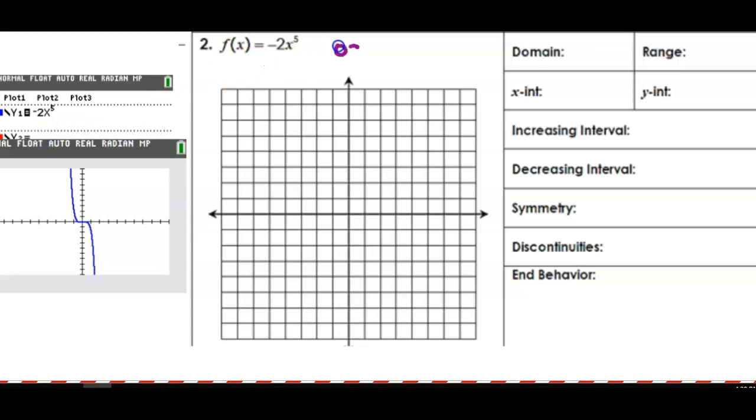This is odd degree, so the ends are going opposite direction. It is a negative leading coefficient, so therefore it's coming from here and going down over here. If we put in a 0, we get out a 0. If I put in a 1, I get out a -2. If I put in a -1, -1 to the 5th is still -1 times -2 is 2. So it's doing this. If I put in a 2, by the way, I'd get a super big number, like a -64 or something. That's why it looks like it's almost going straight up and down here, but it's not.